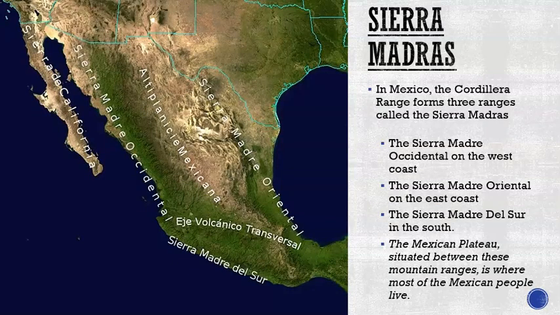Heading south from Alaska into Mexico, we're still talking about the Cordillera Mountains, but this time the mountain ranges have changed. They're no longer the Rocky Mountains, but they are the Sierra Madre Mountains. There's mountains on the west of Mexico and mountains on the east. And then in the center you have a plains area, which is where most of the people in the country of Mexico live.